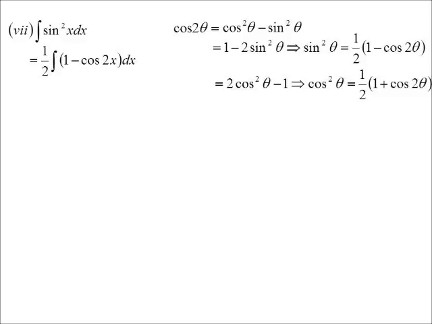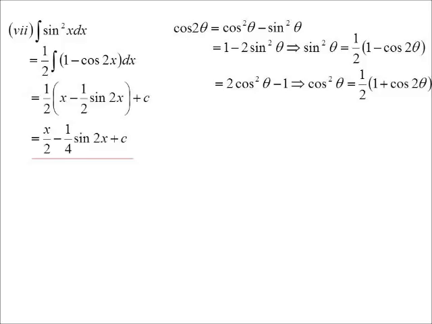All right, so let's change our sine squared. Half of 1 minus cos 2x, and now we've got something we can integrate. Integrate the 1, we get x. Cos goes to positive sine when we're integrating. So we do 1 over 2, and there's our final answer. I've expanded it out. x on 2 minus a quarter sine 2x.